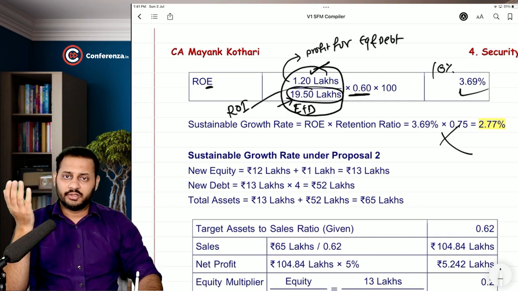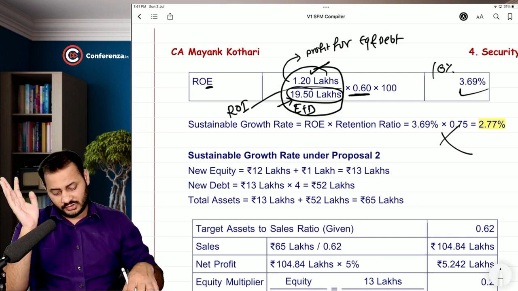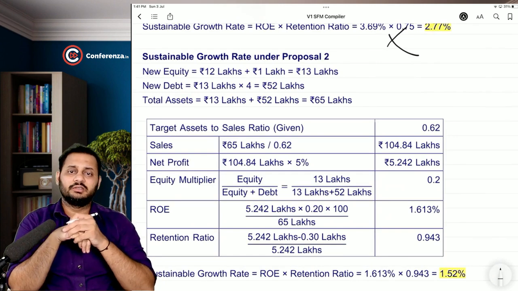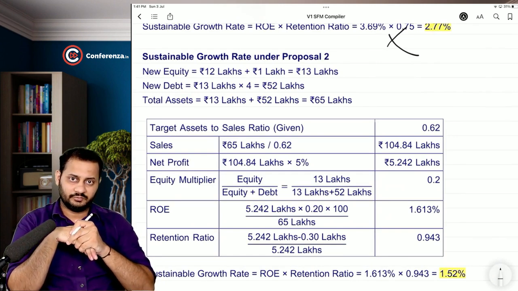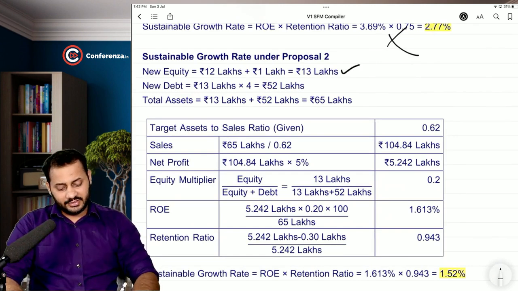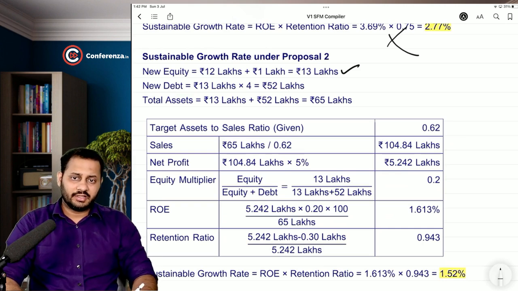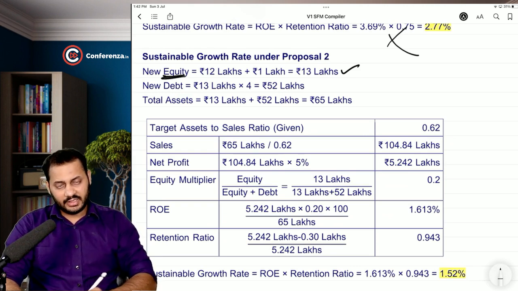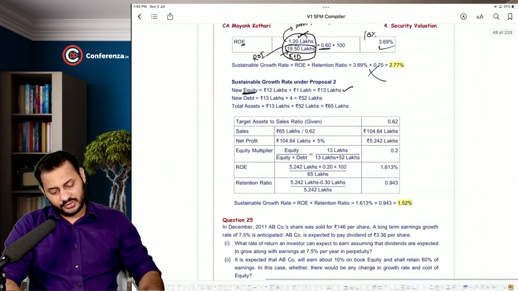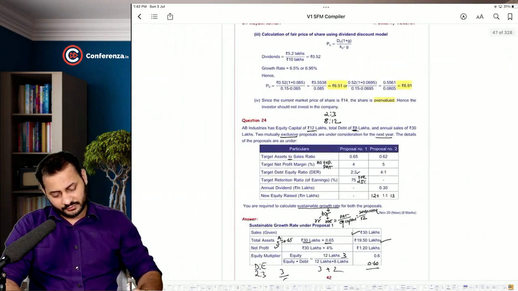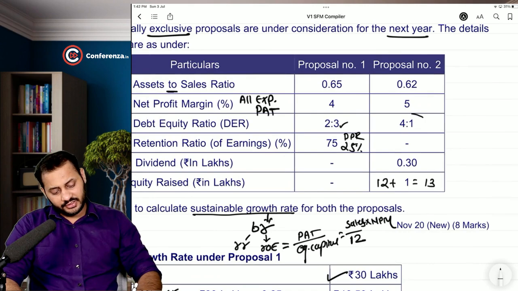You can do it logically in the exam. Same happens with the second proposal. Same thing. This is right that they have raised the equity from 12 to 13 lakhs, by 1 lakh. And if equity is 13 lakhs, there have to be some changes in the other part as well. So they said that the debt equity ratio is 4:1.